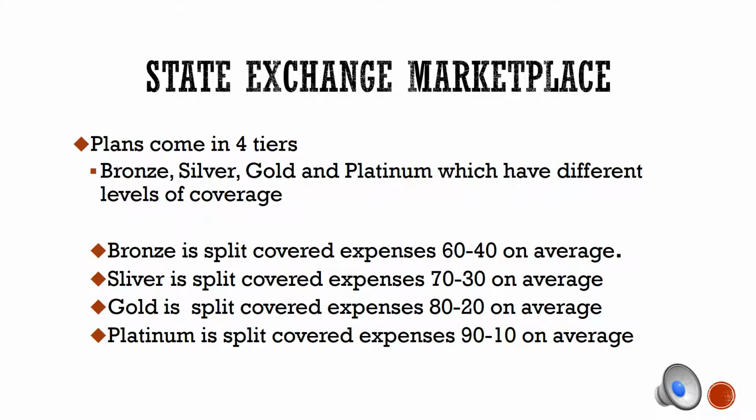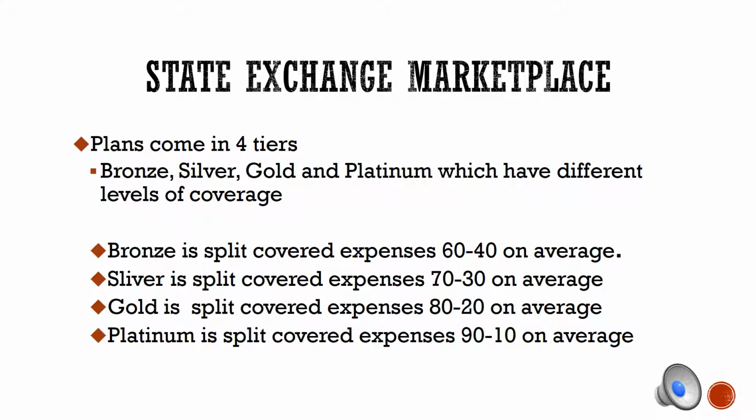Plans come in 4 tiers: bronze, silver, gold, and platinum. Bronze splits covered expenses 60-40 on average. With the bronze plan, 60% is covered by the insurer for health expenses, while the policyholder must come up with the other 40%. This is the cheapest plan, which is usually not more than 8% of your income.